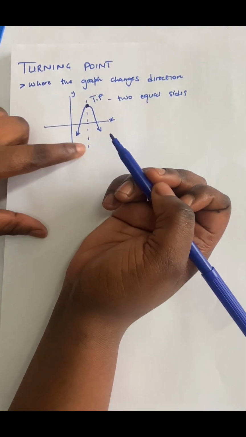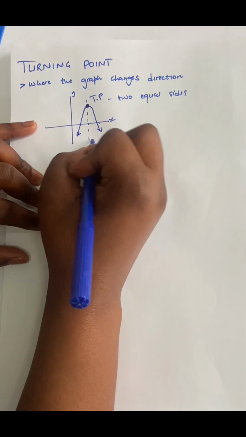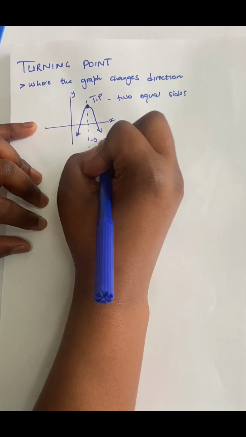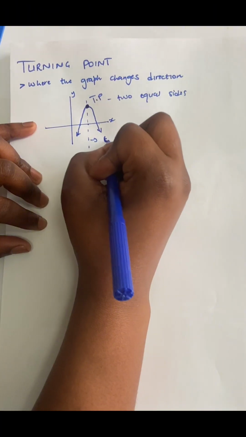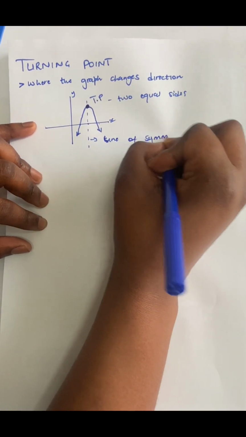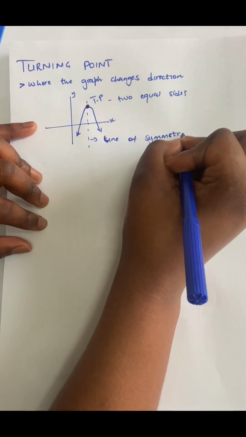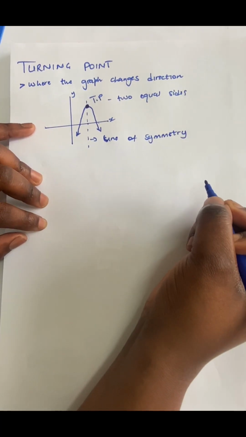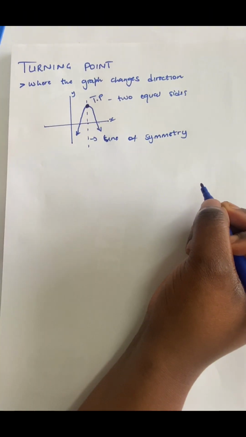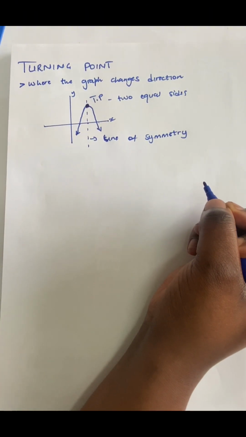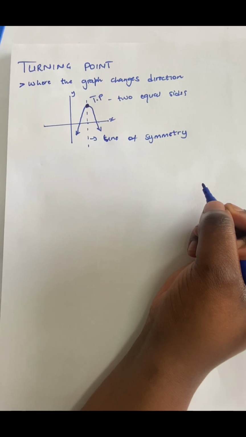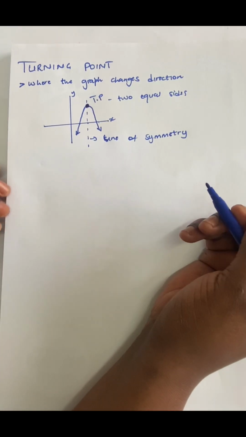Okay, so what about this line here? This line here is necessary in a quadratic function because it is called a line of symmetry. It's a line that cuts your turning point. Okay, so how do we find a turning point in a quadratic function? How do we find the turning point?